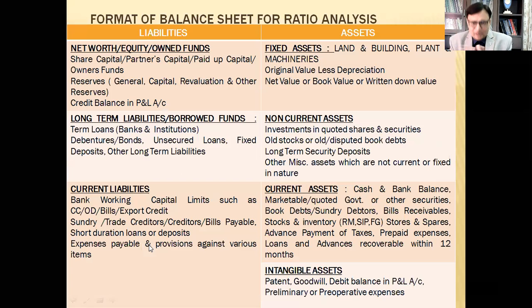This is the format of the balance sheet we will be using for ratio analysis. You have the asset side and the liability side. On the asset side, you have fixed assets, non-current assets, current assets, intangible assets. On the liability side, you have net worth, equity, owned fund, that is share capital, reserves and surpluses, credit balance of profit and loss account. All these figures are given. Similarly, you have long-term liabilities and borrowed funds, and current liabilities, mentioned here. This format of balance sheet will be used particularly to calculate the various kinds of ratios.